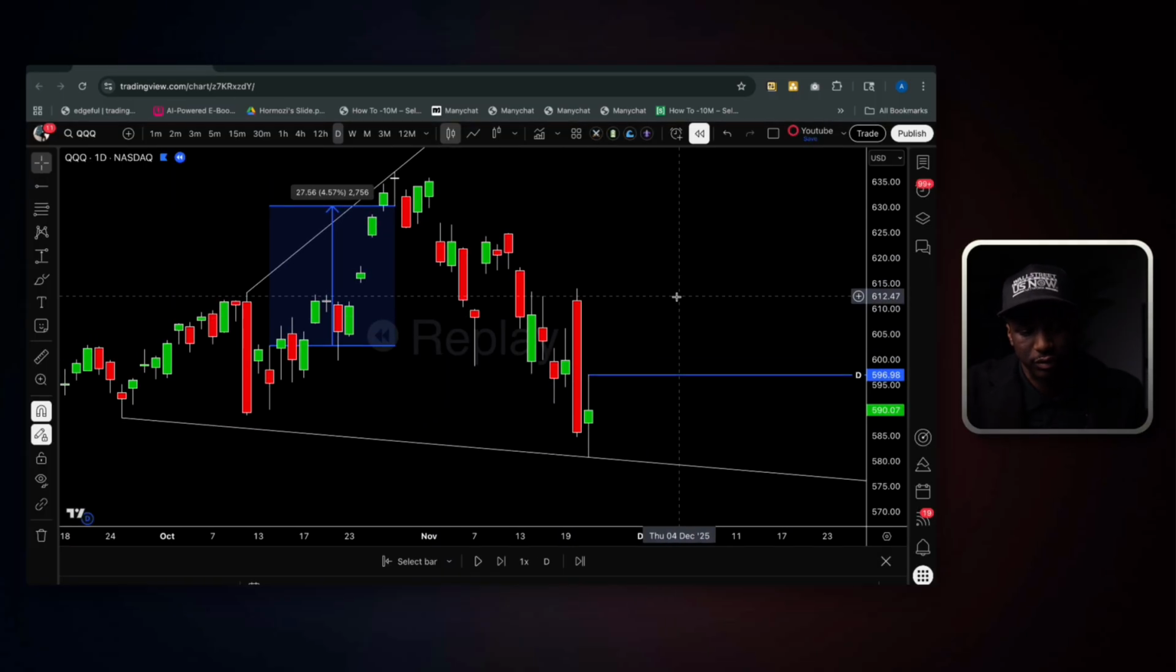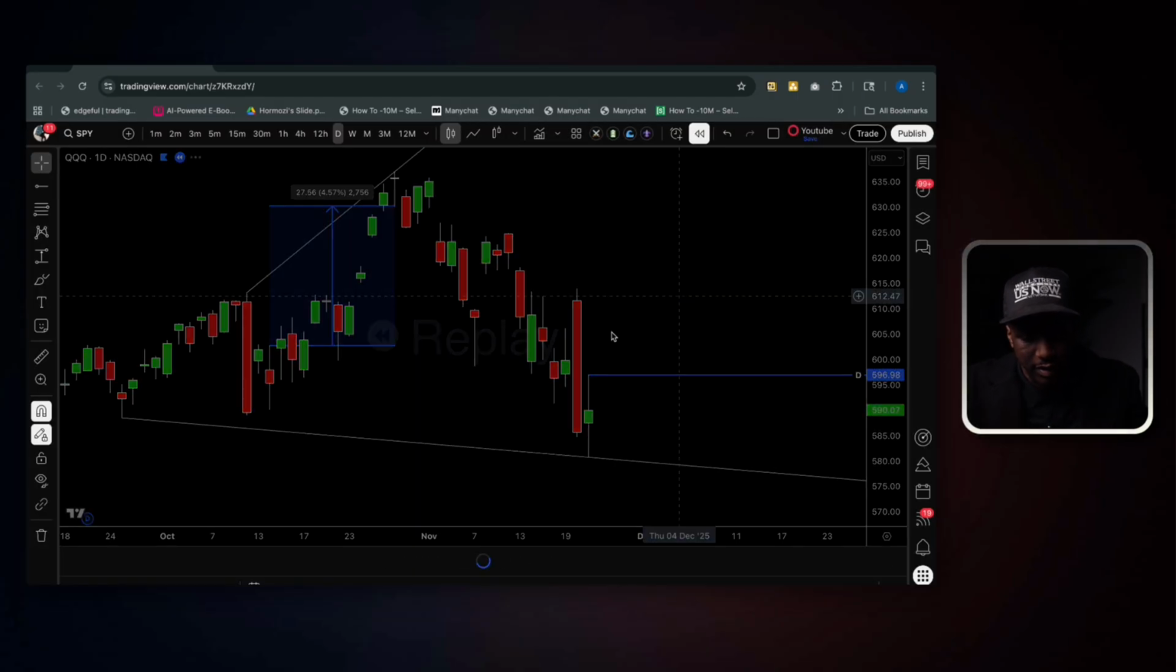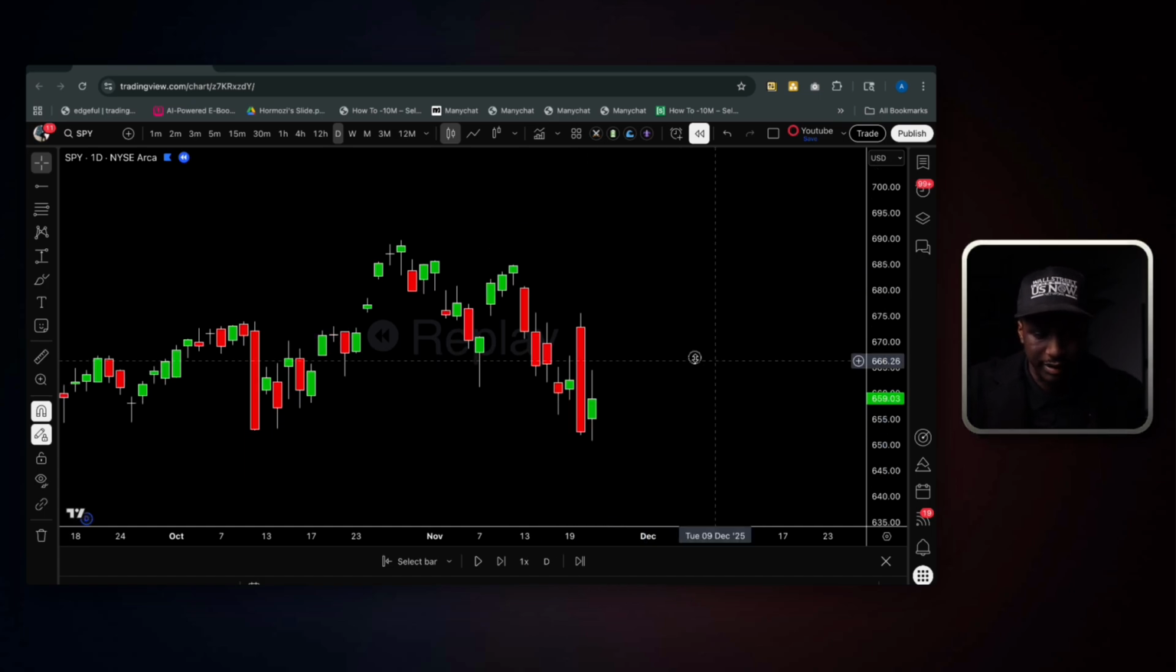We had the same setup across the board. We had a 3-2 reversal on QQQ, on SPY. We also had a 3-2-2 reversal as well. It did the exact same thing.